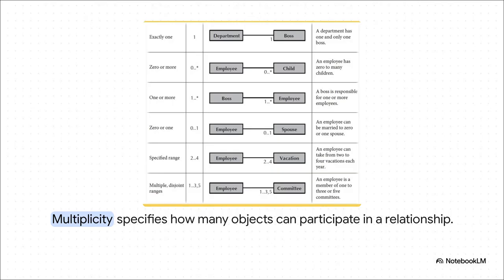Now, being able to read these notations correctly is absolutely crucial. 1 means exactly 1. 0..* means 0 or more. We usually just say many. 1..* means 1 or more, and you can even specify exact ranges like 2..4. This isn't just a little detail on a drawing. This is where you formally define the core business rules of the system right inside the model.